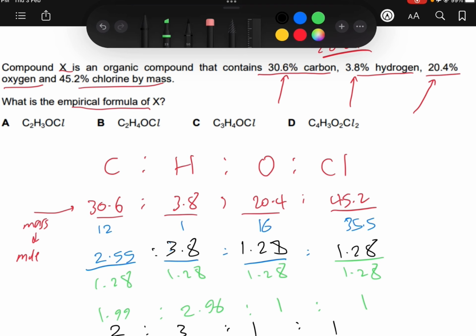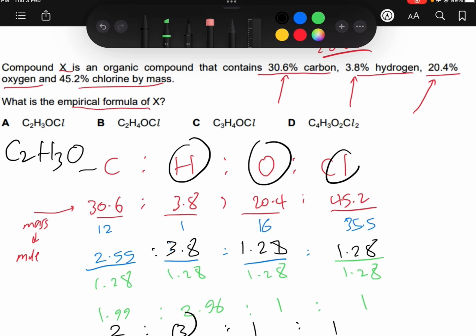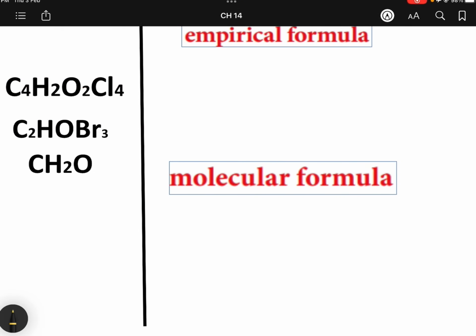Then you have 2 carbons, so you say it's C2. How many hydrogens? We have 3 hydrogens, H3. We have only 1 oxygen and 1 chlorine. So the answer is A, as we can see. So that is the empirical formula.